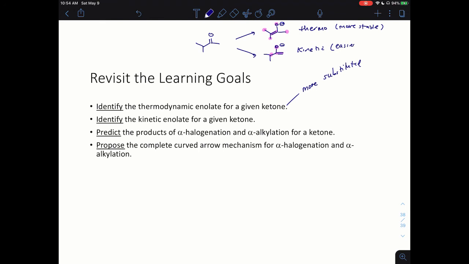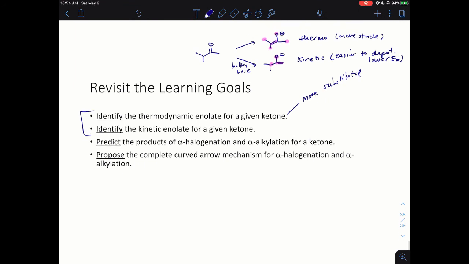It's just easier to make it. It's easier to deprotonate it. And what I mean by that is there's a lower activation barrier when you're using a bulky base. There's just a lower activation barrier to deprotonating that proton. Okay, so we've achieved those two goals. Excellent. Predict the products of alpha halogenation and alpha alkylation for a ketone. We can totally do that. Let's just keep it with that same ketone.